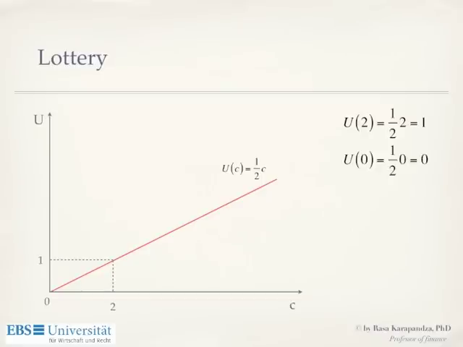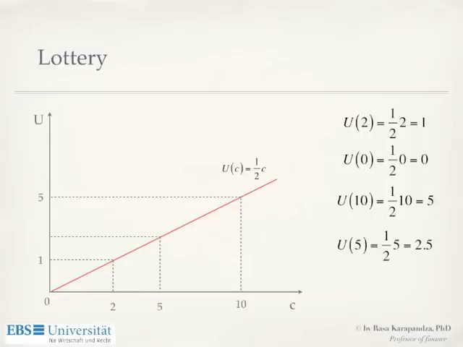So how happy are you if you eat 10 cookies? You are happy 5 units of happiness. You are exactly 5 times more happy than if you eat 2 cookies. Now, how happy are you if you eat 5 cookies in this case? You are happy 2.5 units of happiness.